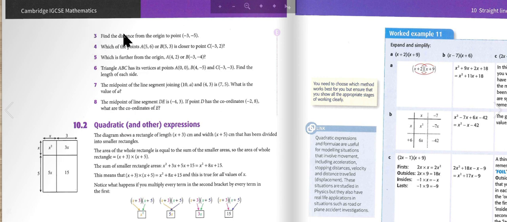Question 3. Find the distance from the origin, which is (0, 0), to the point (3, -5). So again, you can use Pythagoras' theorem to get the answer of approximately 5.83. Question 4. Which of the points (5, 6) or (5, 3) is closer to point C (-3, -2)? So the point B (5, 3) is closer to point C (-3, -2), if you compare the distances.